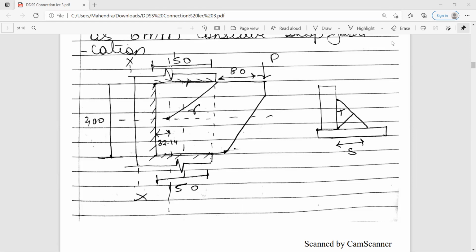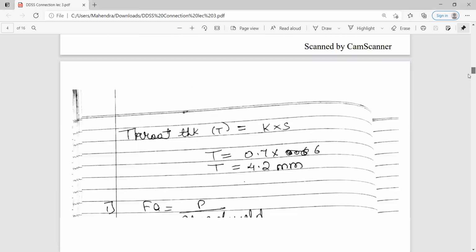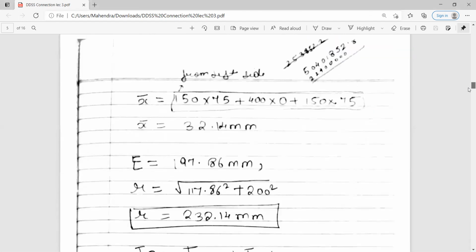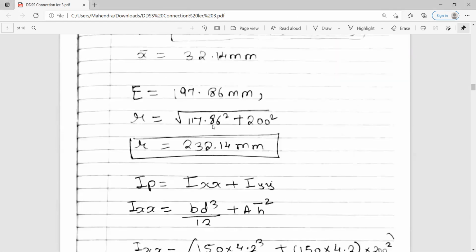So 150 by 2 plus 80 plus 32.14. E you are going to get something 187.14. देखो कितना मिलता है. Here by mistake it is 197.86, but E you are going to get 187.14. See how much E you are going to get. Yes, 187.14. The value for eccentricity is 187.14.